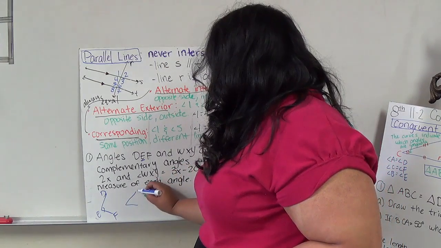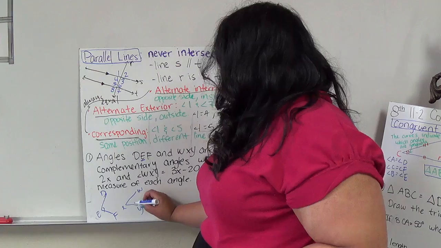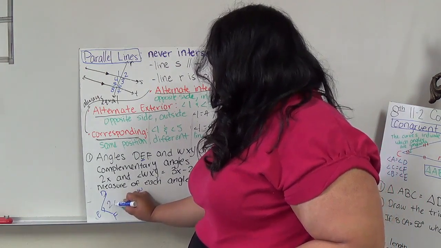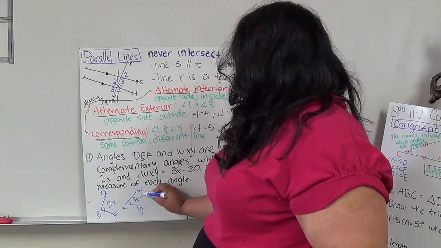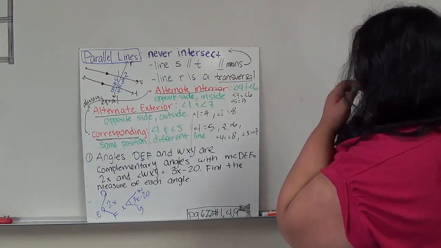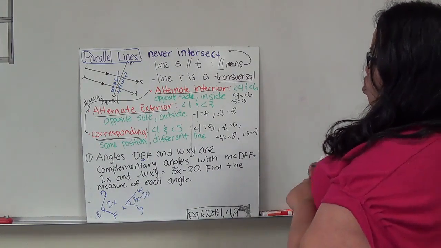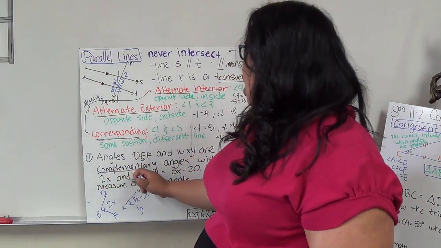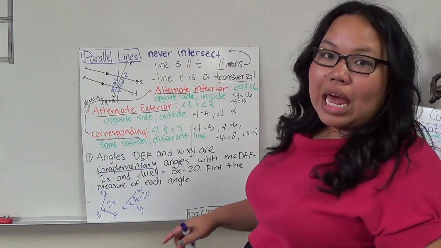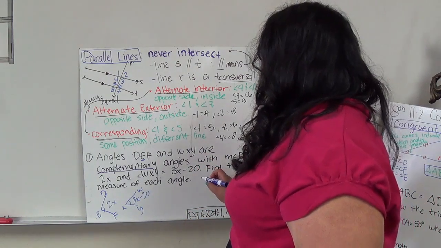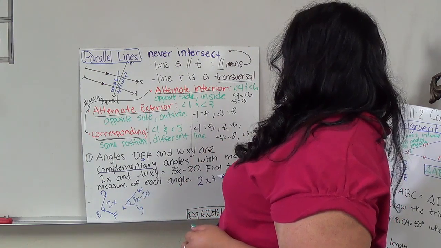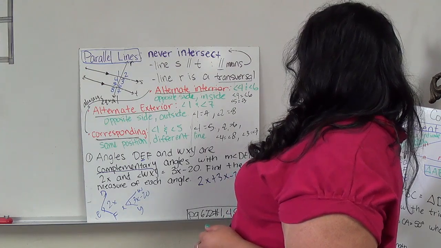And then I have WXY here. So this is 2x, and this is 3x minus 20. And they want us to find the measure of each angle. Now, I don't know how to find each measure yet, but I do know that the hint they give me is complementary. And if you look back from the last board, complementary means that they add up to 90 degrees. So I know that these two angles together equal 90. So 2x plus 3x minus 20 equals 90.